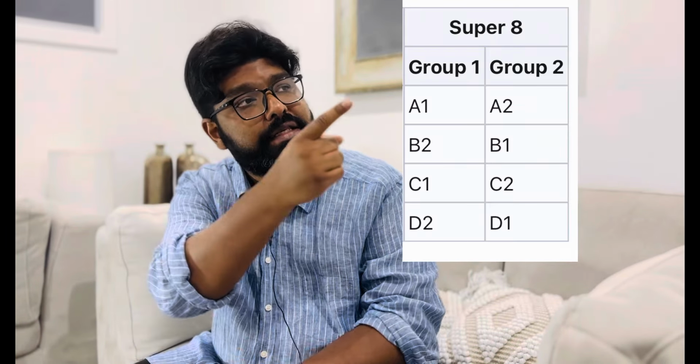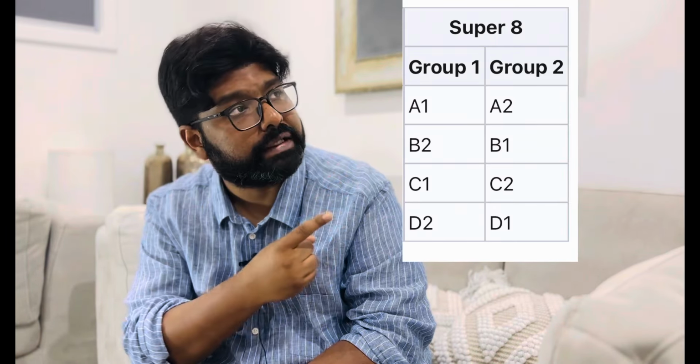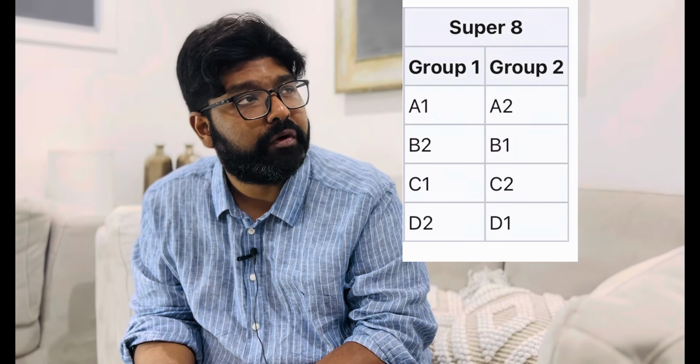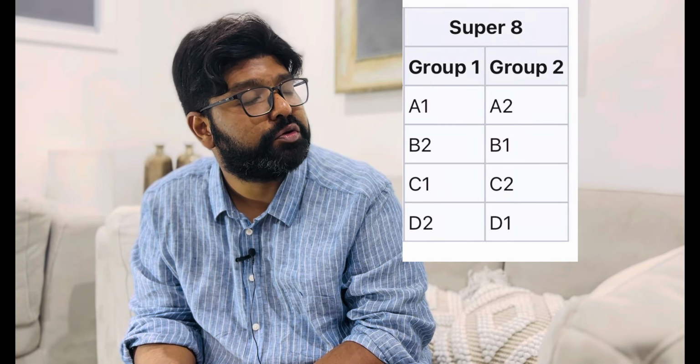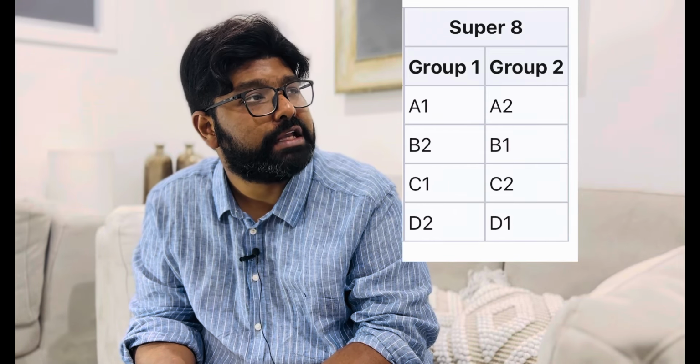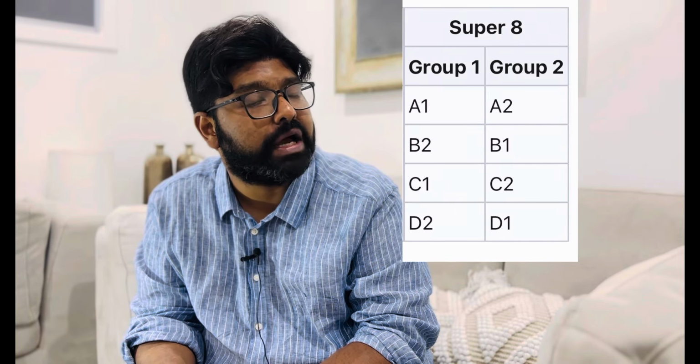This is our target. Going into the next phase, which is the second group stage, all the top 2 teams from each group are placed in Group 1 and Group 2 like this. You can see in Group 1 we have A1, B2, C1 and D2, and in Group 2 we have A2, B1, C2 and D1.